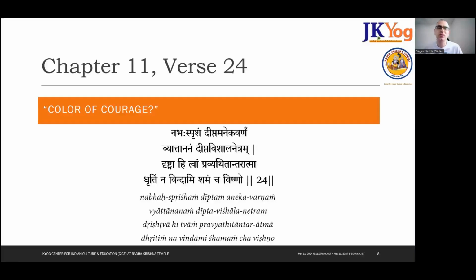Here Arjun continues to acknowledge and admit that he has lost his courage and he has lost his peace of mind. And that is partly because, as Mummy said, of Sri Krishna's universal form touching the sky, Nabha Sprisham, and the effulgence of all the colors. So something to think about. What is the color of courage? Well, it can't be any of the colors of God, naturally, right?